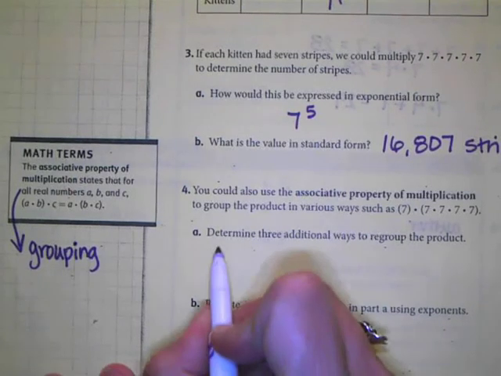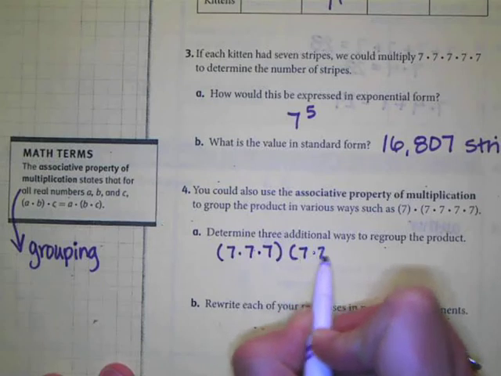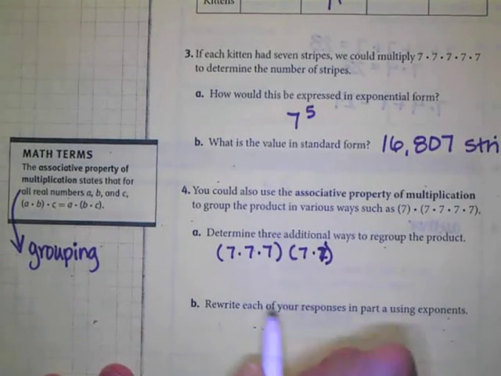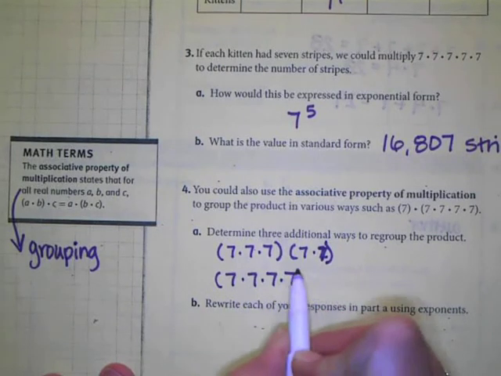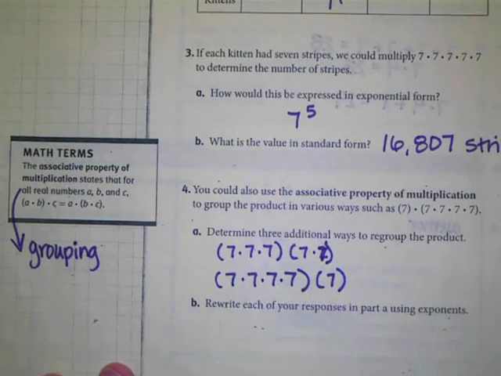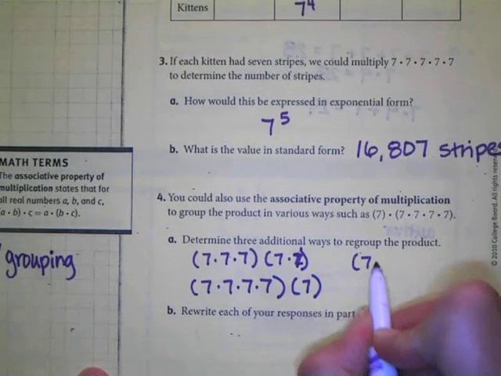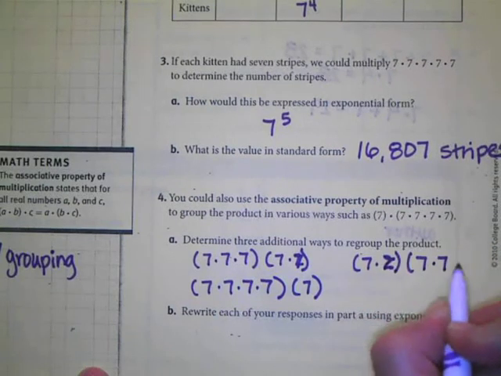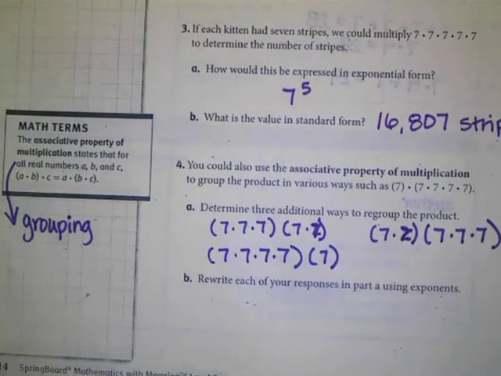3 and 2. So put 3 7s and then 2 7s. That's supposed to be a 7. That's right. Okay, Remy. 7 times 7 times 7 times 7. So 4 7s and then 1. And there's probably one more left. 2 7s and 3. I always make those 2s. Okay. So these are all the ways I could group them.